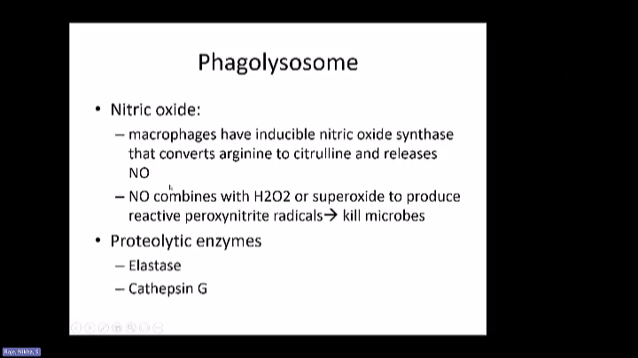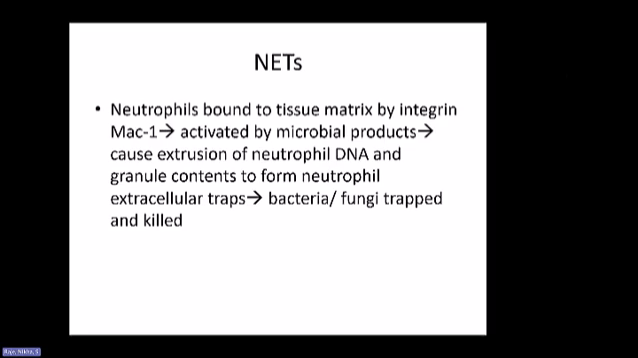Nitric oxide is important for macrophages. There is inducible nitric oxide synthase that converts arginine to citrulline and releases nitric oxide. Nitric oxide binds to hydrogen peroxide or superoxide to produce peroxynitrite radicals that kill the microbes. Also, these phagocytes have proteolytic enzymes like elastase and cathepsin G that also produce some of that effect.